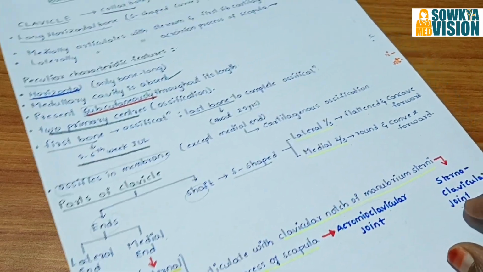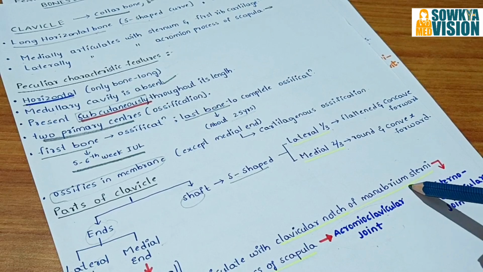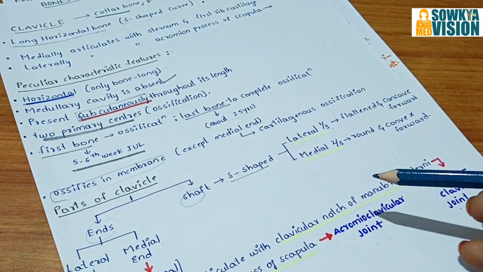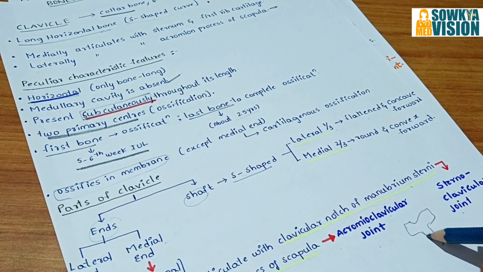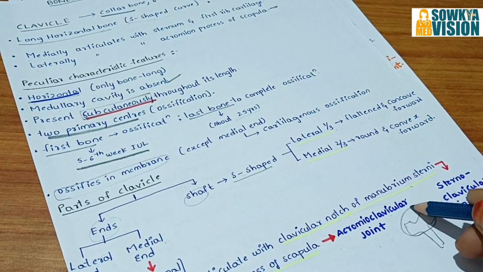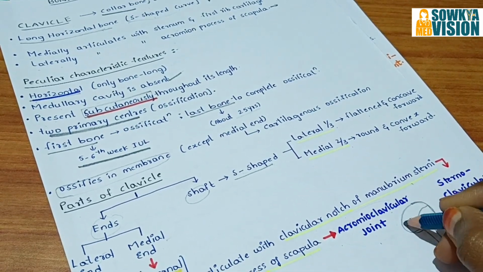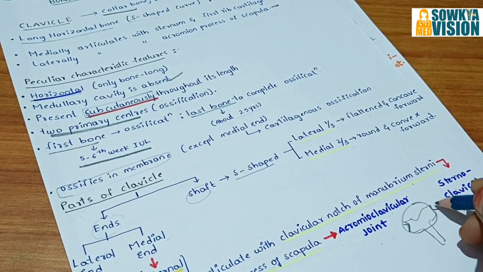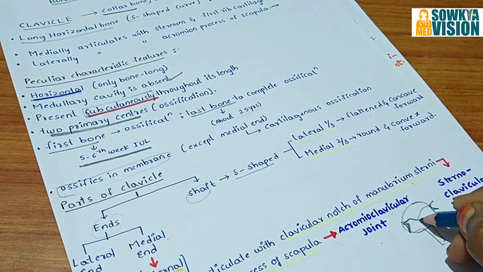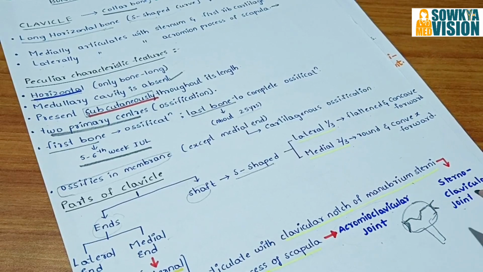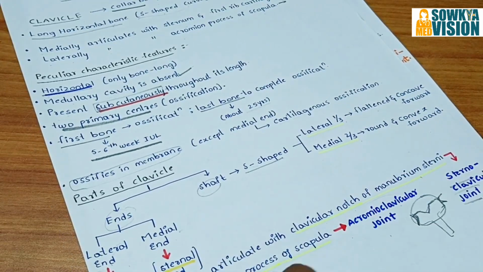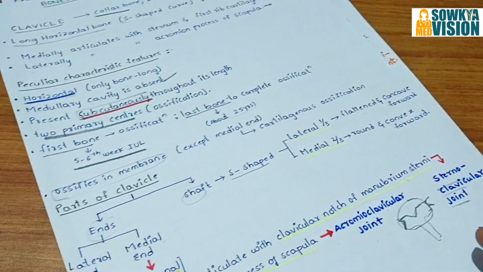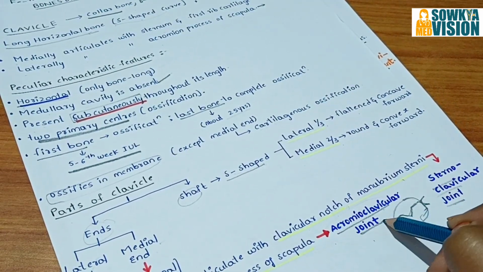Now, what is manubrium sterni? Manubrium sterni is the first part of the sternum. Yes, this is how the sternum is present. This part of the sternum is known as manubrium sterni, containing a notch for the articulation of the medial end of the clavicle, forming the sternoclavicular joint. Yes. Now, the lateral end, acromial end, articulates with the acromion process of the scapula, forming the acromioclavicular joint.